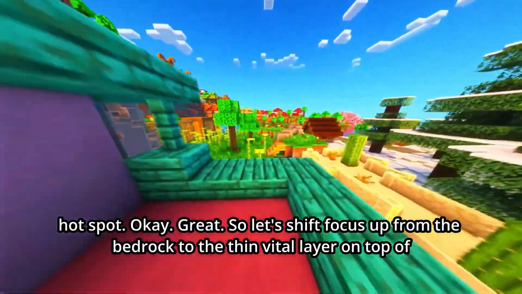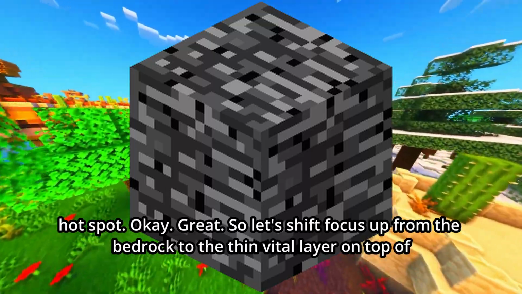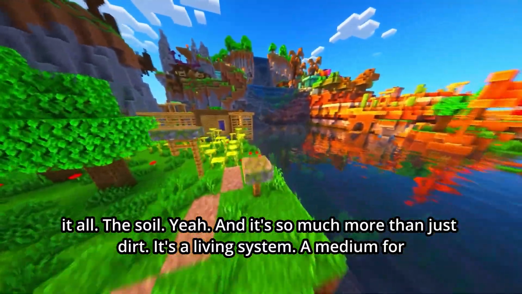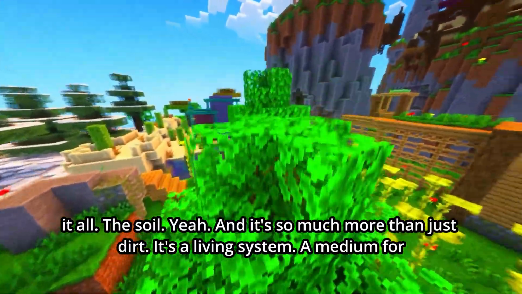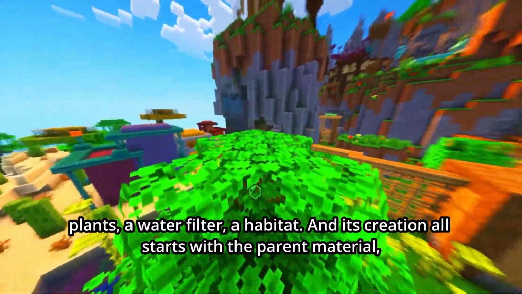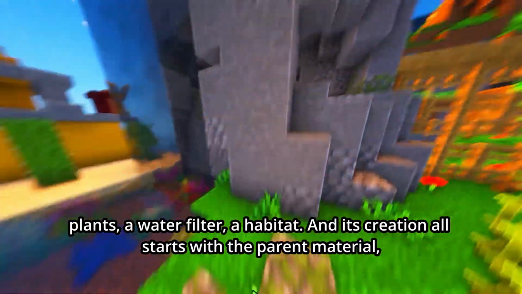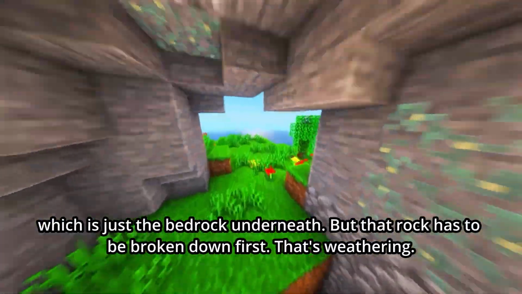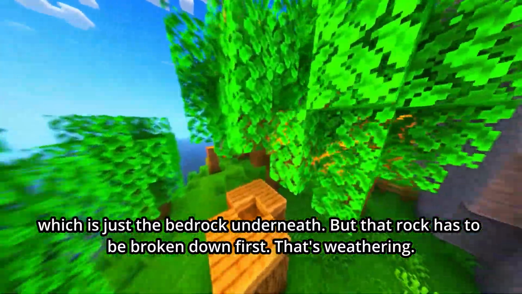Okay, great. So let's shift focus up from the bedrock to the thin, vital layer on top of it all, the soil. Yeah, and it's so much more than just dirt. It's a living system, a medium for plants, a water filter, a habitat. And its creation all starts with the parent material, which is just the bedrock underneath. But that rock has to be broken down first.